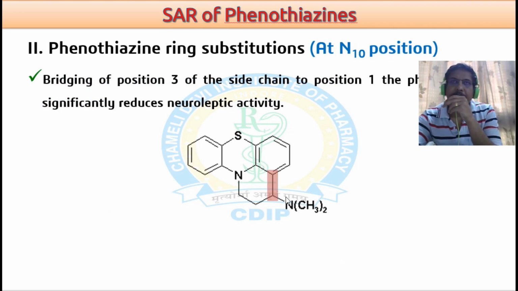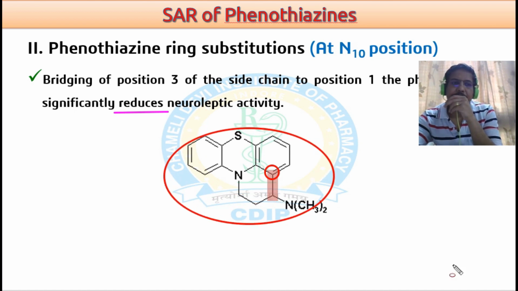Again, there is the possibility of bridging the side chain with the A ring on position 1, and in that condition the antipsychotic activity of phenothiazine is reduced significantly. The antipsychotic activity is also called neuroleptic activity. So in that case the activity is significantly reduced.